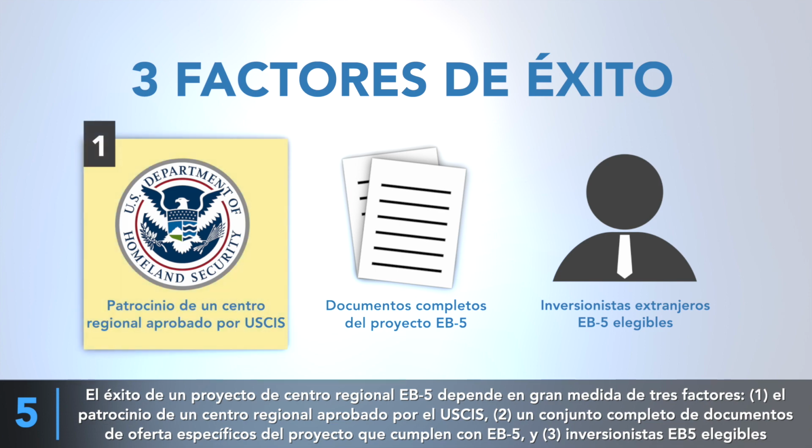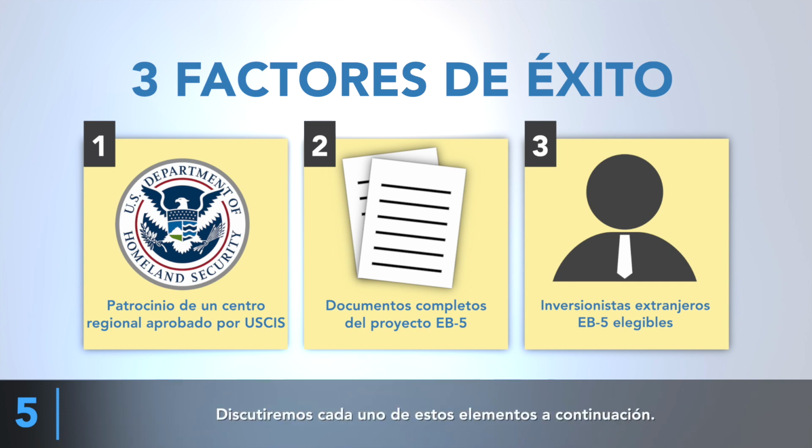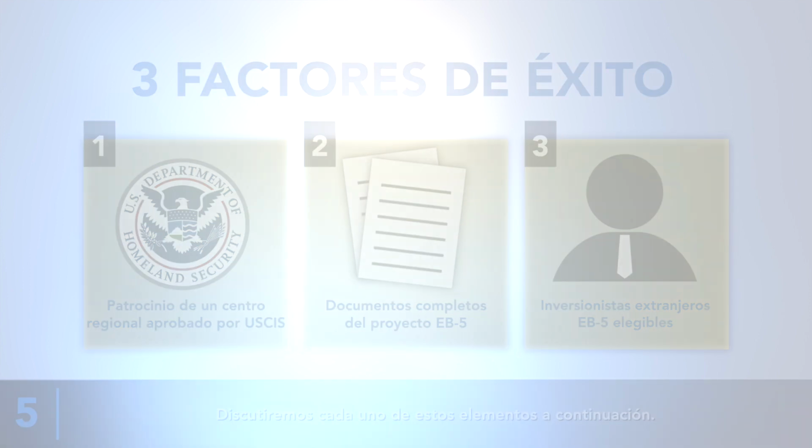An EB5 regional center project's success depends largely on three factors. 1. Sponsorship by a USCIS-approved regional center. 2. A complete set of EB5 compliant, project-specific offering documents. And 3. Eligible EB5 investors. We'll discuss each of these elements next.